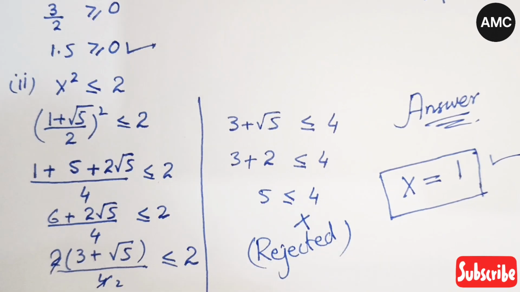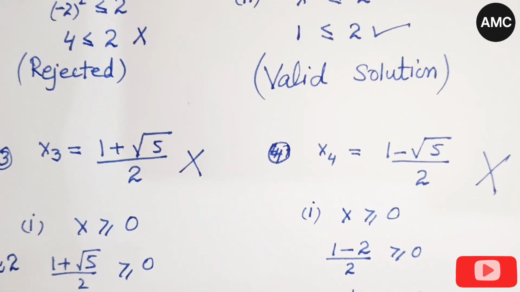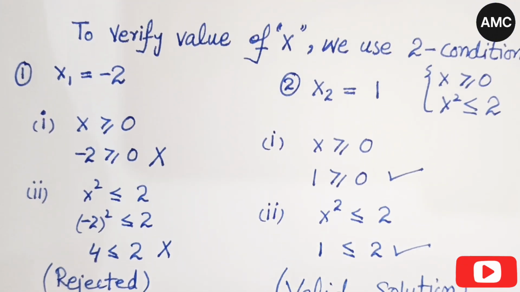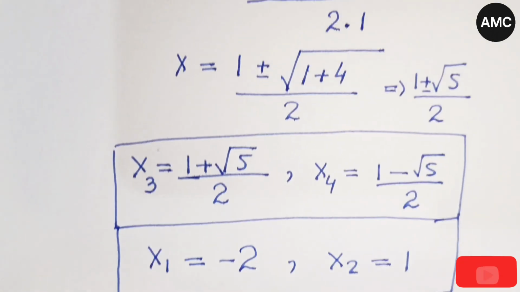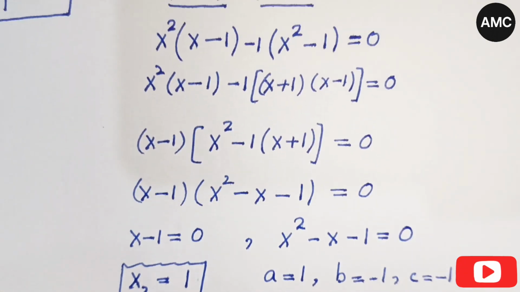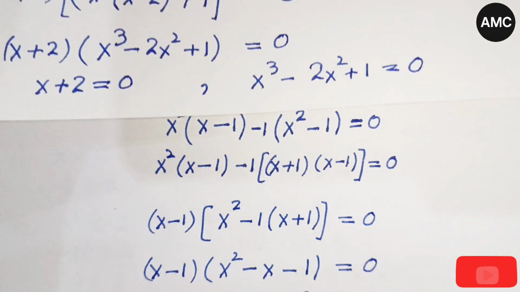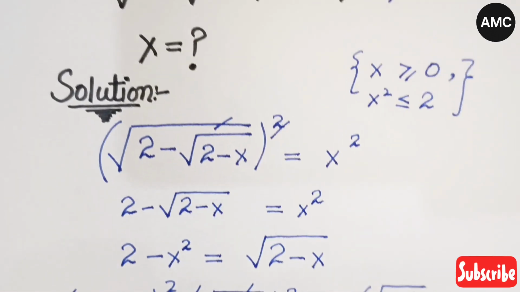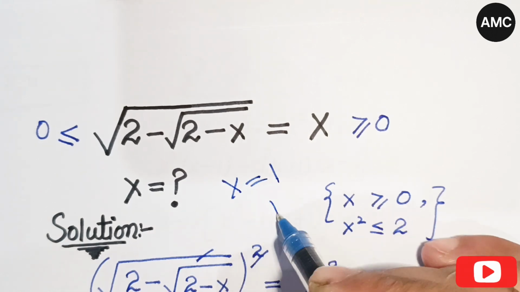I hope you have understood all these steps. We have just verified all of these values of x by using two conditions here. So now checking our entire solution step by step, we have 4 values of x, but the final answer is only x is equal to 1.